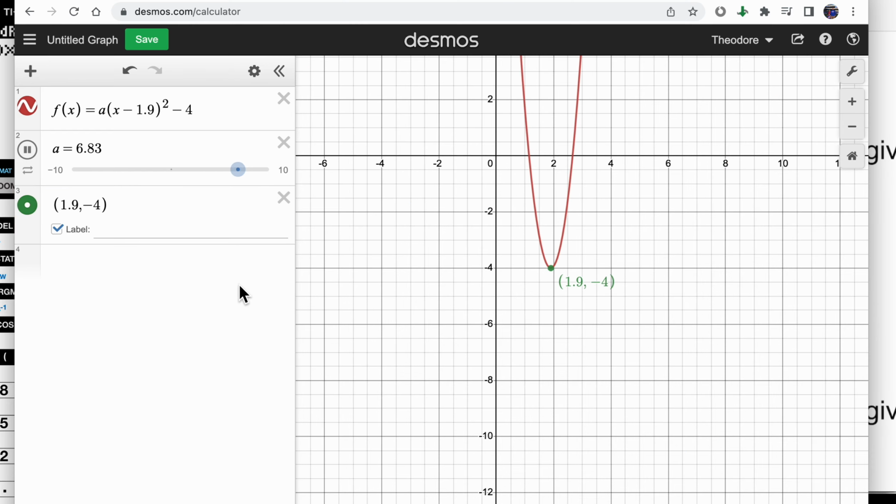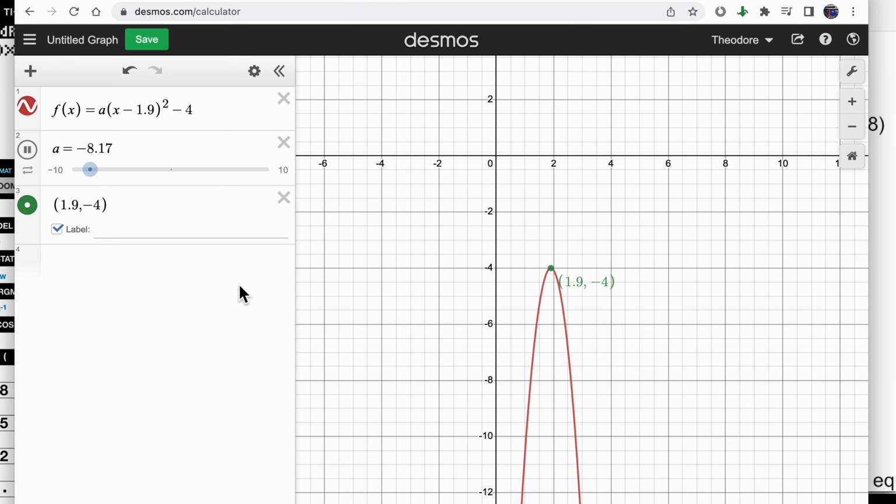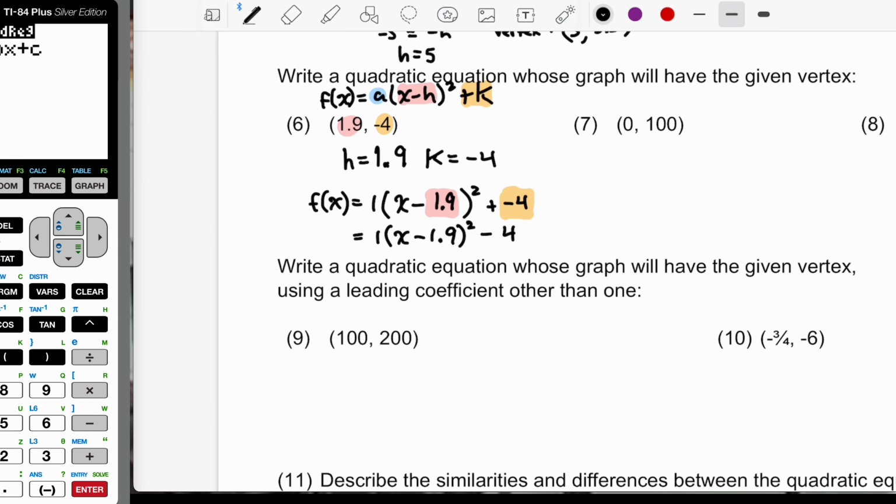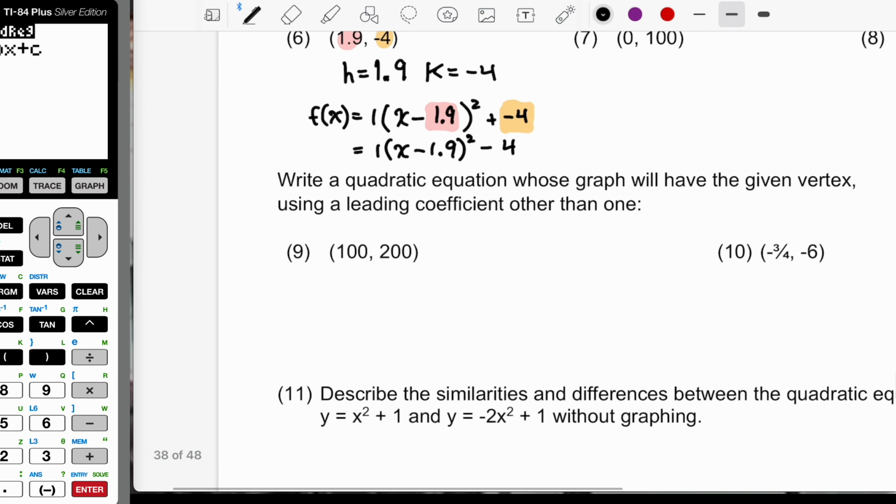So, pretty cool. Now, in the next set of problems, they're going to ask us to choose a particular A value that's other than 1. Well, it's the same approach. So if you look at, for example, number 9, write an equation whose graph will have the vertex, and so don't use a leading coefficient of 1. That's fine. So use a leading coefficient of 2, or 10, or 30, or negative 5. It doesn't matter. But it's really the same type of problem.